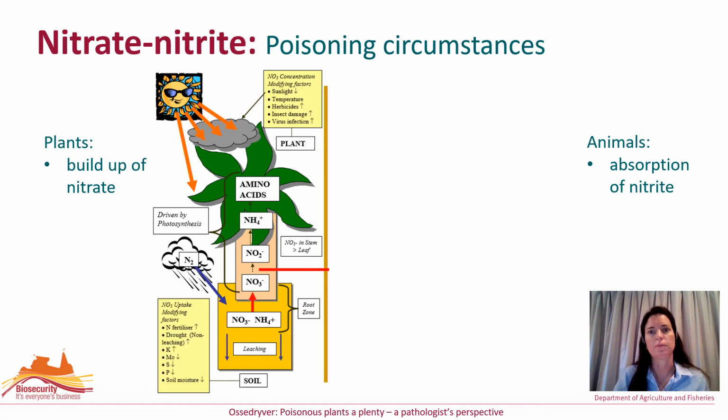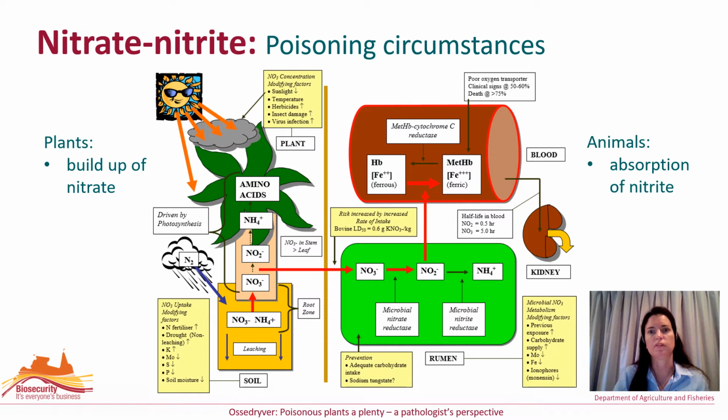Circumstances that lead to a build-up of potentially toxic amounts of nitrite in plants are those that promote nitrate uptake, such as fertiliser or effluent, leading to high soil nitrogen supply, and those that prevent the nitrate conversion to protein, such as low light intensity or plant tissue damage.